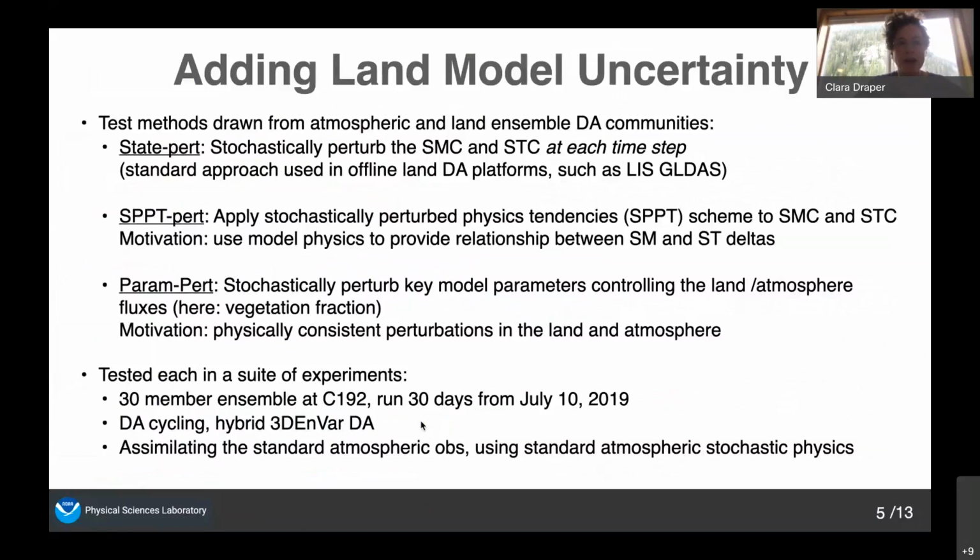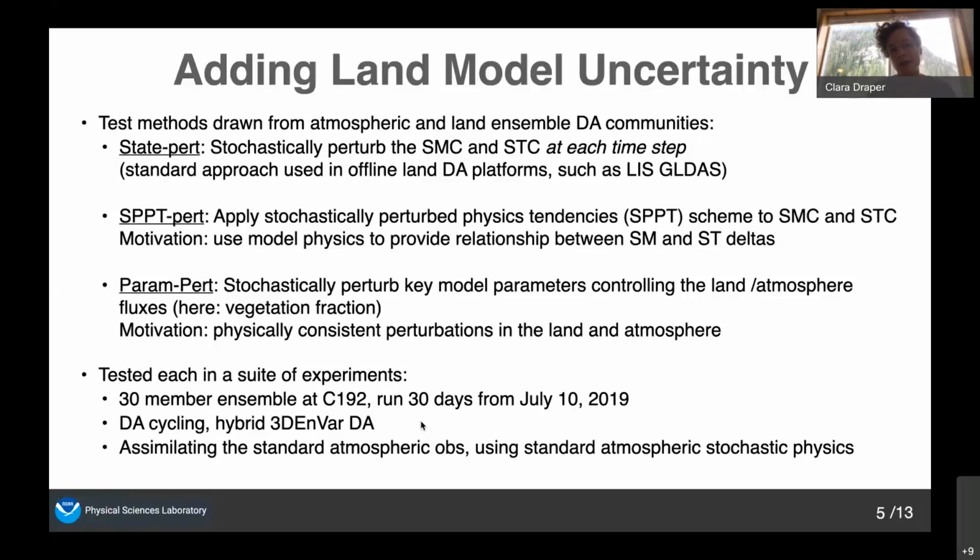And so what I've done here is I've basically looked at the methods that are applied in the atmosphere and in the land communities, and then tested various ones that I regarded as appropriate. So I've tested three main methods. The first I've called state pert. This consists of stochastically perturbing the soil moisture and soil temperature at every time step. Recall I said before, we don't get a lot from perturbing the initial conditions, so we need to keep hitting those states with perturbations as we go through the forecast.